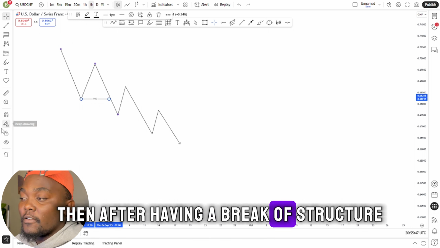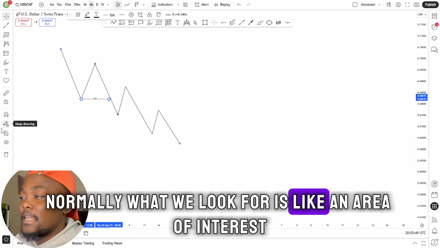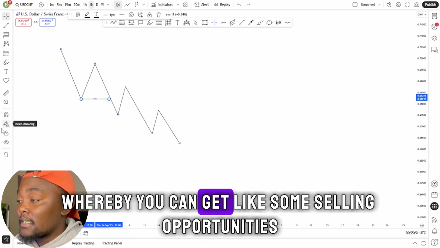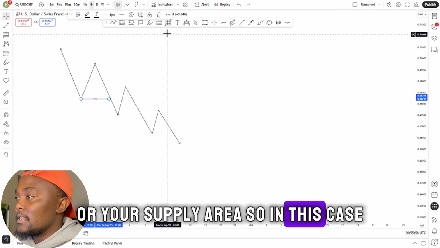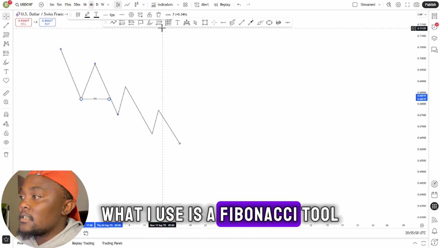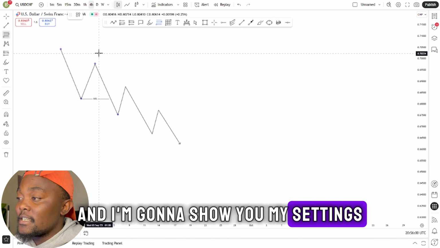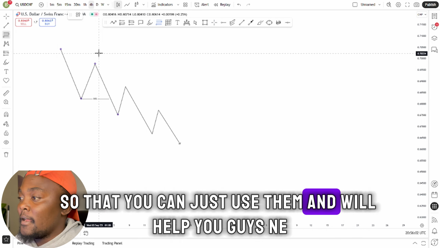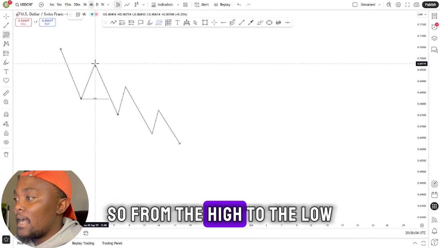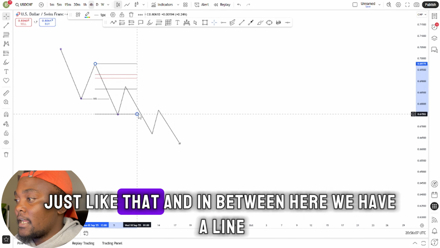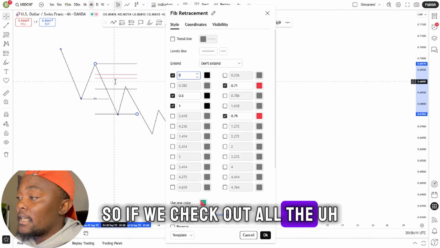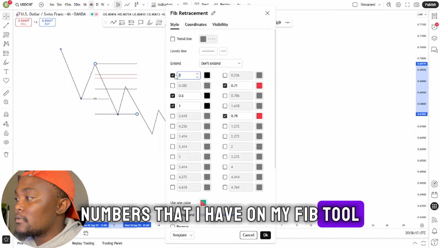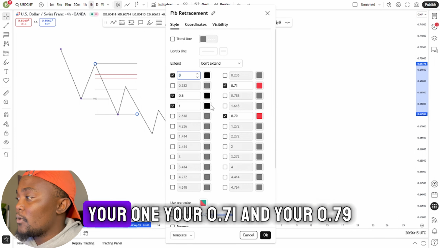Then after having a break of structure, normally what we look for is an area of interest whereby you can get some selling opportunities, or your supply area. In this case, what I use is a Fibonacci tool, and I'm going to show you my settings so that you can just use them and they will help you guys. So from the high to the low, just like that, and in between here we have a line. If we check out all the numbers that I have on my fib tool, you can see that you have your 0, your 1, your 0.71 and your 0.79.